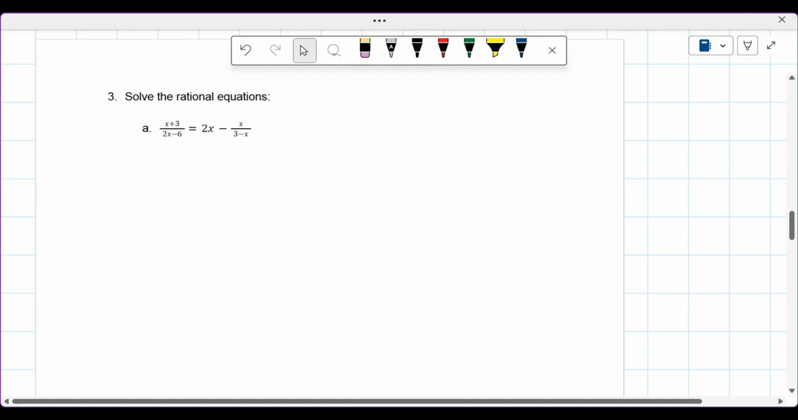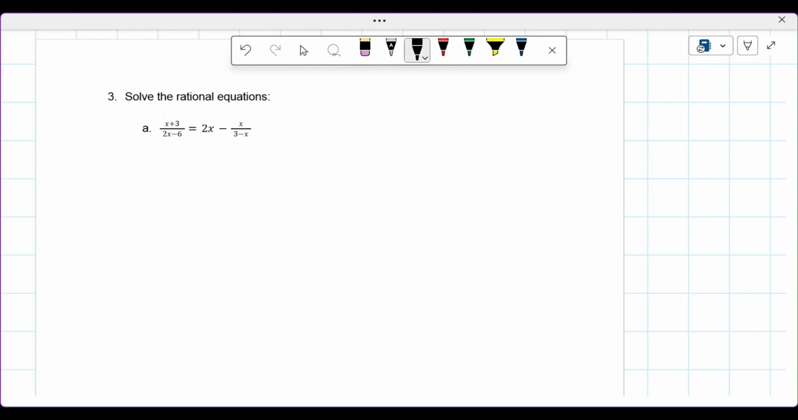All right, at this point, let's solve question number 3a. So in order to solve rational equations, we can either represent everything as a rational function altogether, or we can just get rid of the fractions altogether first. I like the second method. So I'm going to multiply both sides by a certain number so that we can get rid of the denominators at the same time.